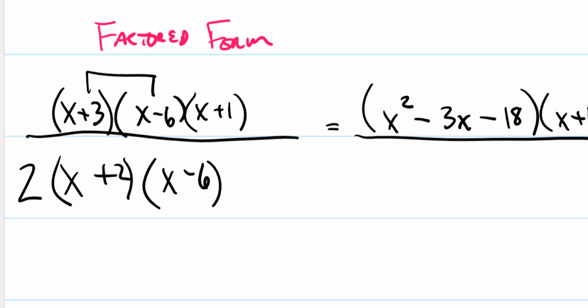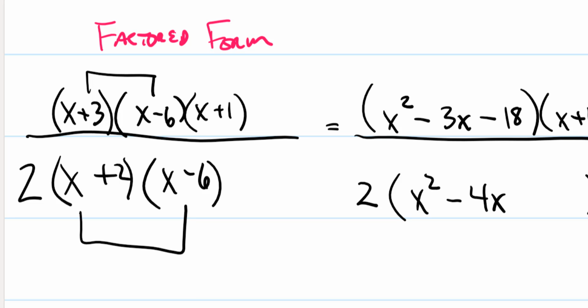In the denominator, we're going to leave the 2 there. Then we'll do kind of the same thing. We'll multiply these two binomials together. And the x, when you multiply that by another x, you'll get x squared. Plus 2 and minus 6, when you add them, you'll get minus 4, so that'll be your middle term. And plus 2 times minus 6 gives you negative 12.